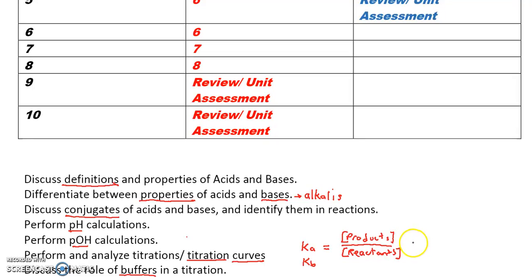And remember, when you look at the products and reactants, you do not include solids, you do not include liquids. So anything which is a liquid or a solid, you would eliminate. So it's going to be all the products multiplied by each other and all the reactants multiplied by each other, depending on how many there are. And similarly for the bases, it's going to be the same type of equation. But in this case, it's going to be the products of the base reaction over the reactants.